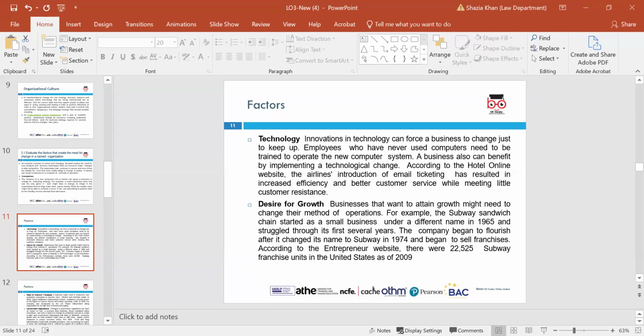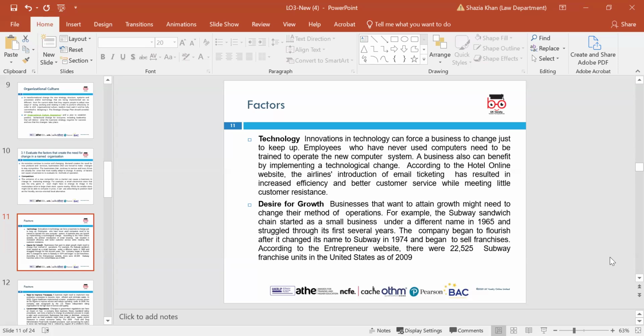Some examples of technological change could be digital transformation, which is the integration of digital technology across all business domains, resulting in fundamental changes to how a business operates and delivers to its customers. There are different ways to use it. Then we've got another one, which is desire for growth. Businesses that want to attain growth might need to change the method of their operations.